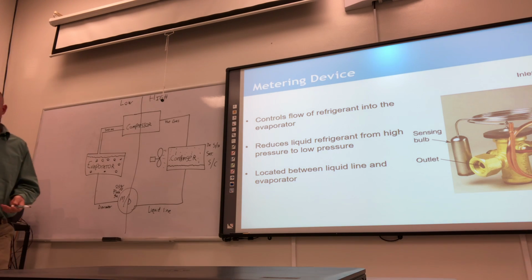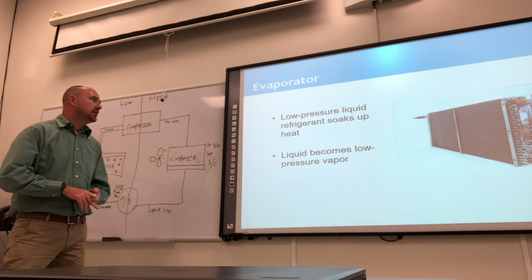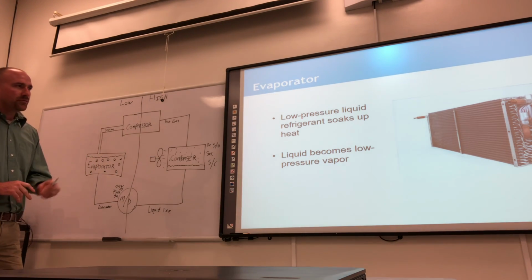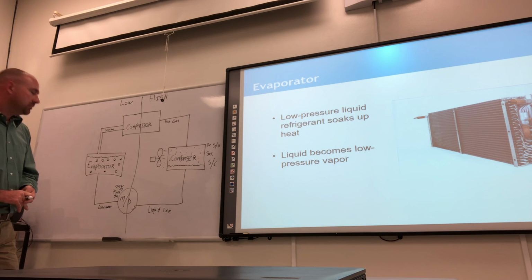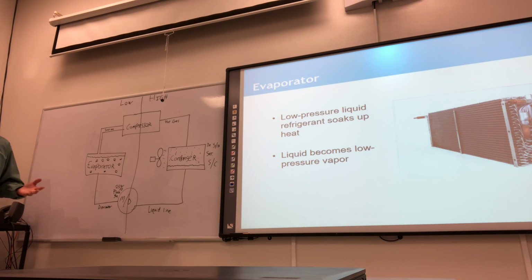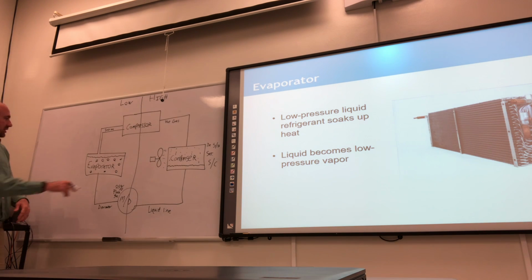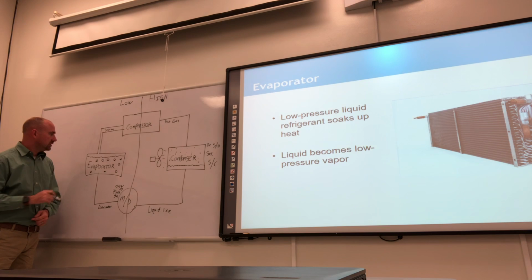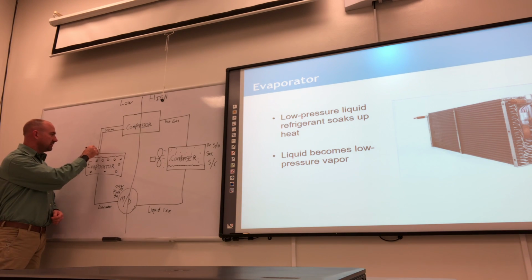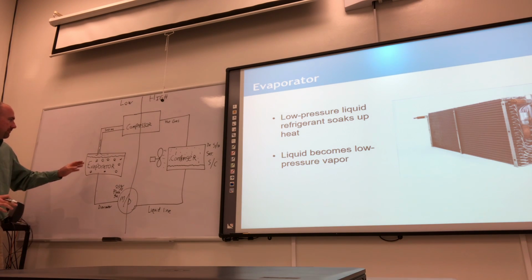So the evaporator, let's move on to that. There's a quick little picture of one. That's more for an industrial refrigeration setting, but it can be used for comfort cooling as well. What happens in there? The low pressure liquid refrigerant soaks up the heat, and the liquid becomes a low pressure vapor. So right here we've got this thing almost full, but then we're going to have the vapors coming off and coming up the pipe and getting pulled back into the compressor right there, right?